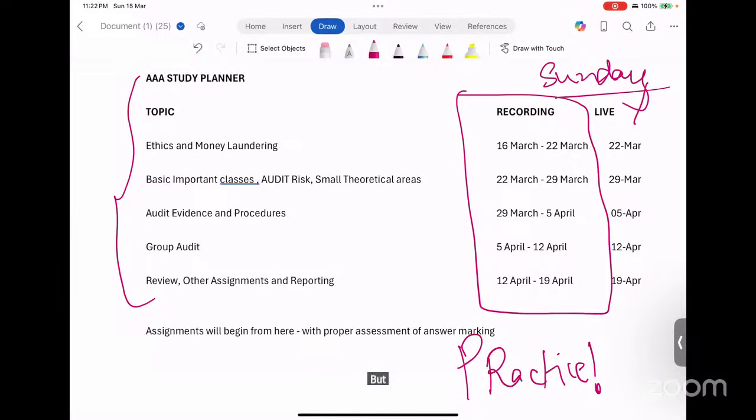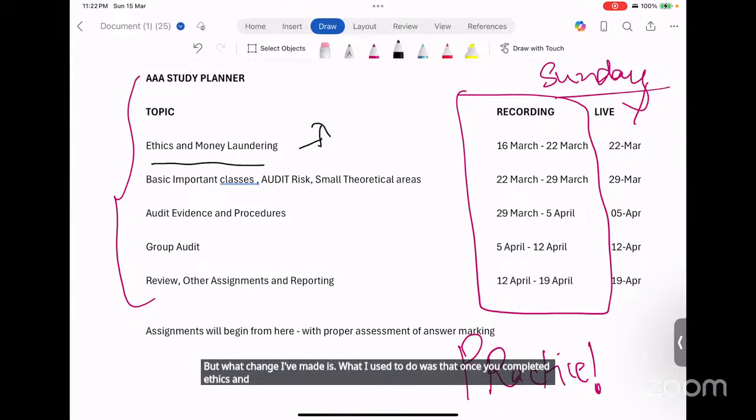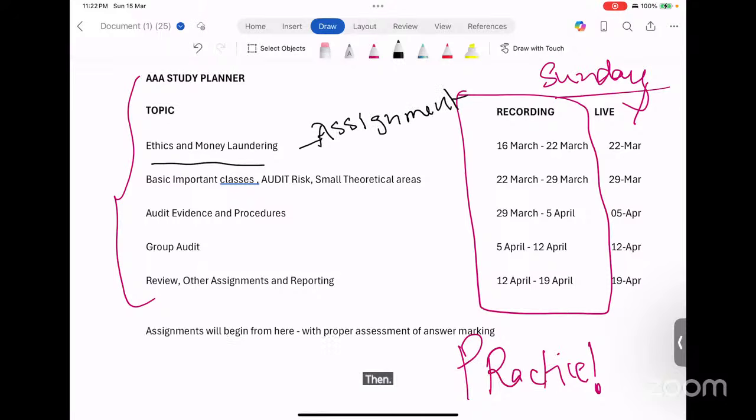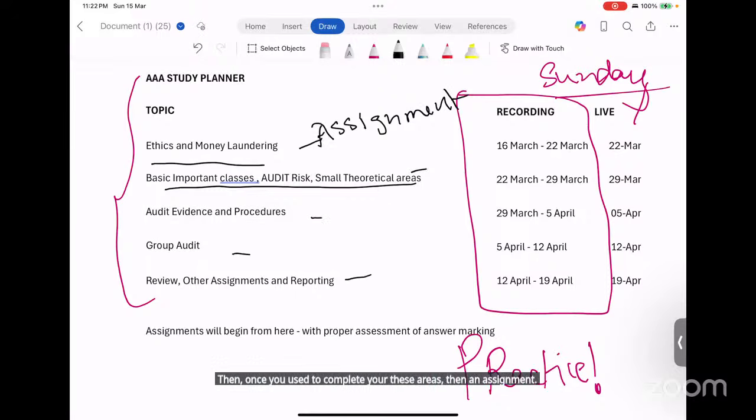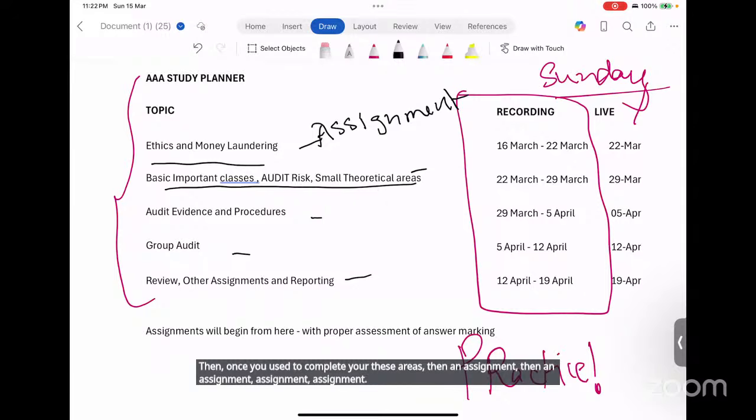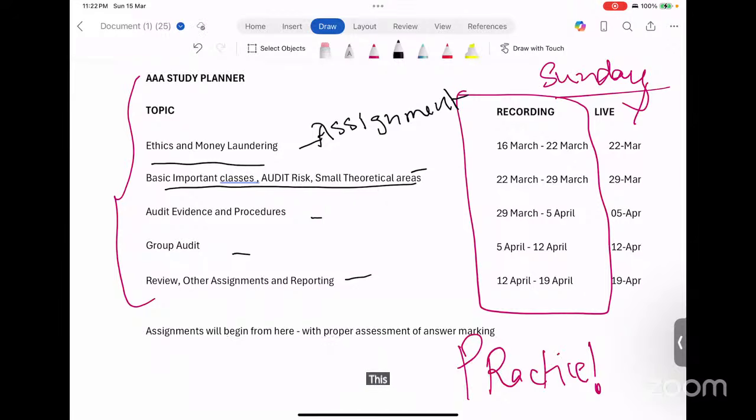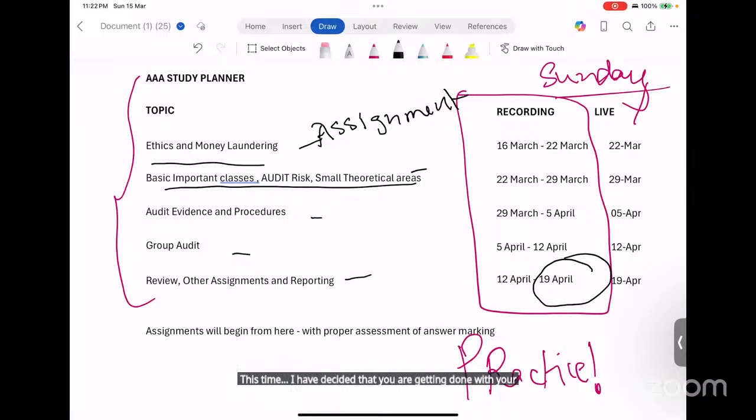But what change I've made is, what I used to do was that once you completed ethics and money laundering, I used to take your assignment. Then once you completed these other areas, then an assignment, then an assignment, unit-wise assignment. This time, I have decided that you are getting done with your syllabus on 19th of April as per this plan. And I will start your assignments after that.